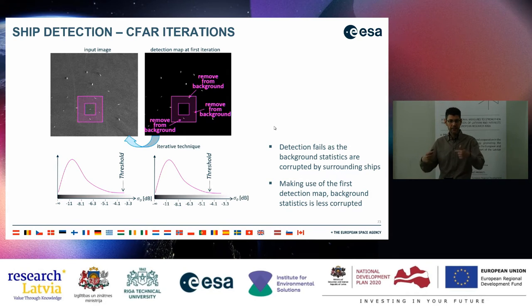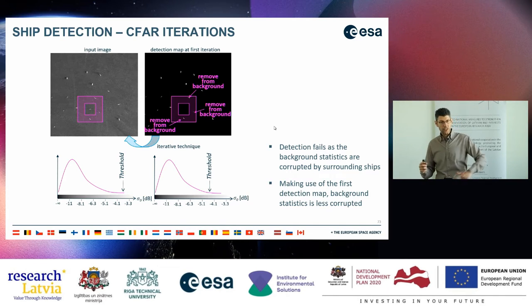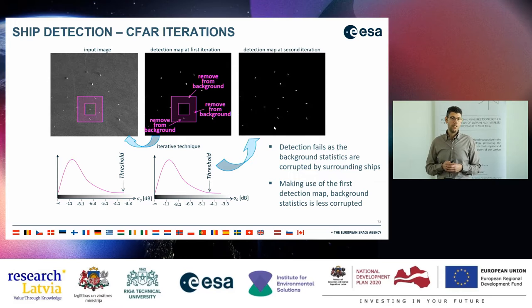So the idea of iterative CFAR is that you have run the first iteration, you have your map, and then in the second iteration, you go back, but you are excluding the previous detected targets. So then you have a better estimation of the background. So you see the threshold before was too high, right? So that target did not have enough amplitude or strength to be above that threshold, so it was not detected. In the second case, because you are estimating the background better, the threshold is lower, and in this case, you have the detection of the missing chip.